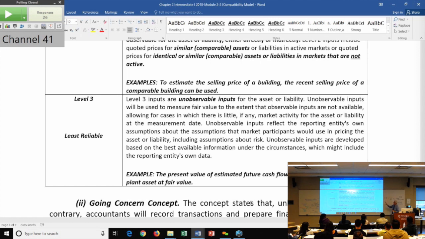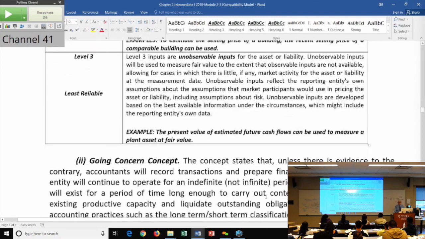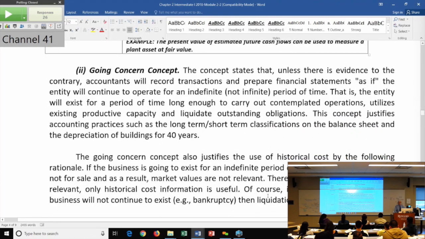So the hierarchy is going to be disclosed in the footnotes to the financial statements. So this is a perfect application of the trade-off between relevance and faithful representation. Any questions on the hierarchy? Okay, so make sure you're familiar with this as well.